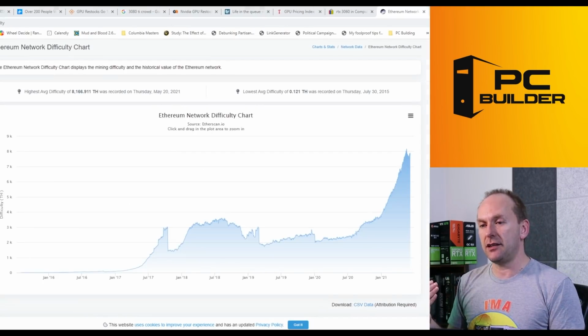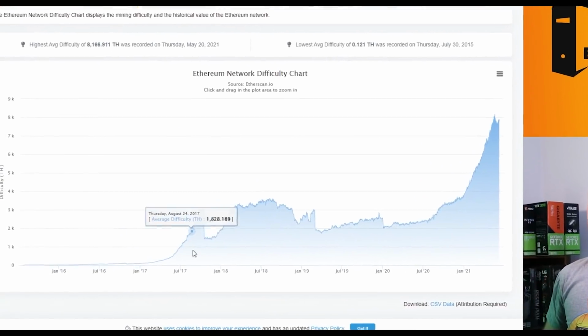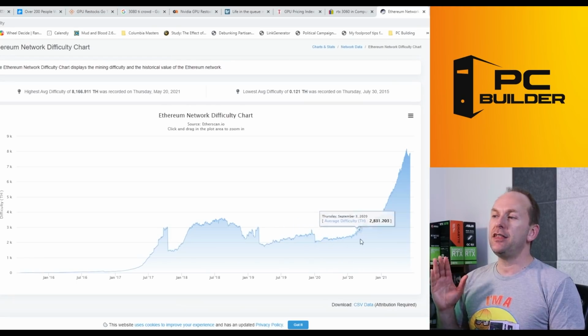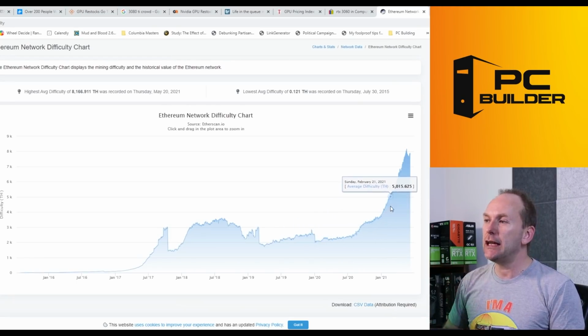If we take a look at this thing, we can see that back in 2017, the difficulty got to about 3,000 terahash, and then it plummeted, and that was the first big drop. That was 2017. We saw something similar in 2018. It got to about 3,500. And then this year, you can see this steep incline.